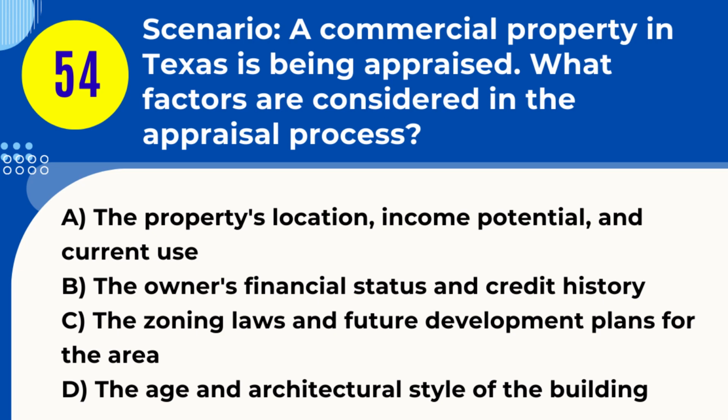A. The property's location, income potential, and current use. B. The owner's financial status and credit history. C. The zoning laws and future development plans for the area. D. The age and architectural style of the building. Answer: A. The property's location, income potential, and current use. Explanation: When appraising a commercial property in Texas, factors such as the property's location, its potential to generate income, such as rental income, and its current use, e.g., retail, office, industrial, are crucial in determining its value.